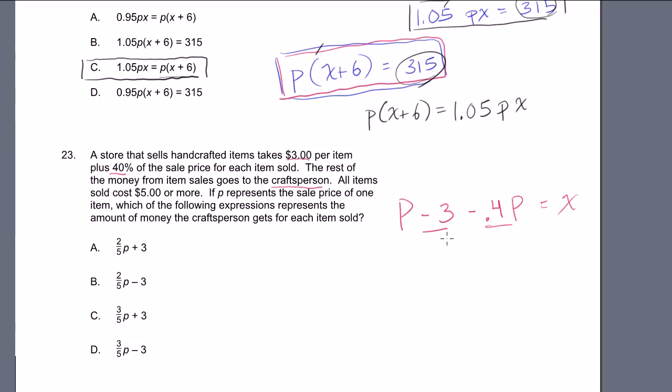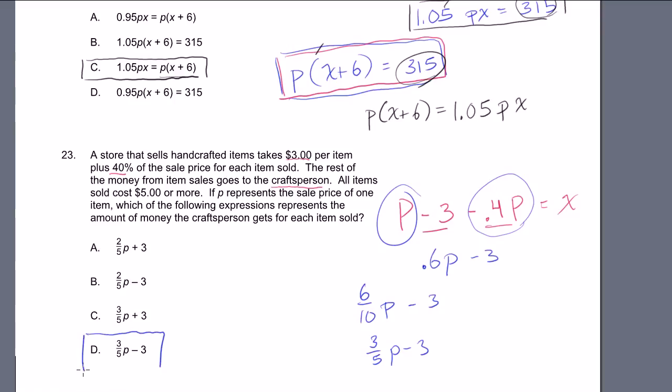So what is this? This is P minus 0.4P, which is 0.6P, and then you have the minus 3. That's what the craftsperson gets. And if you look here, you don't see that answer. They wrote it all as fractions. 0.6 is the same thing as 6/10 P minus 3. 6/10 is the same thing as 3/5 P minus 3. So it's 3/5 P minus 3. Choice D.